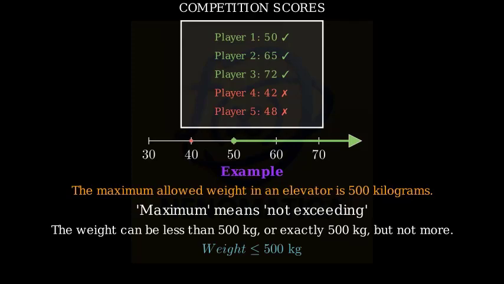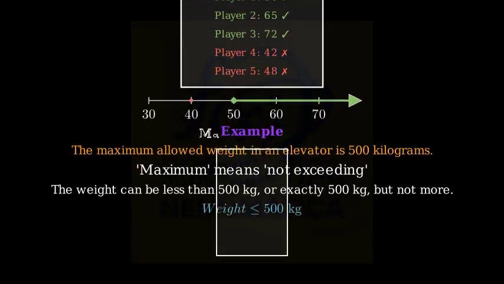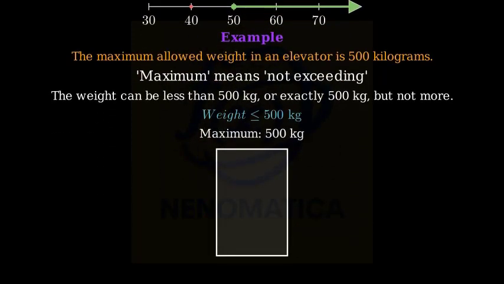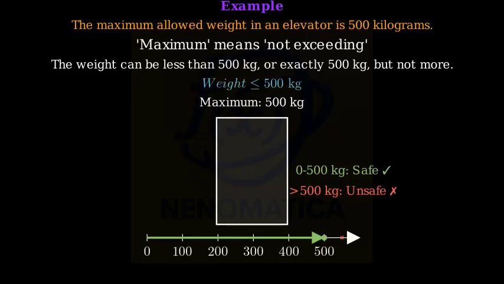Let's visualize this with an elevator diagram. Here's our elevator with its weight limit. The elevator can safely carry weights up to 500 kilograms. Any weight above 500 kilograms would exceed the safe limit. On a number line, we include all points from 0 up to and including 500.